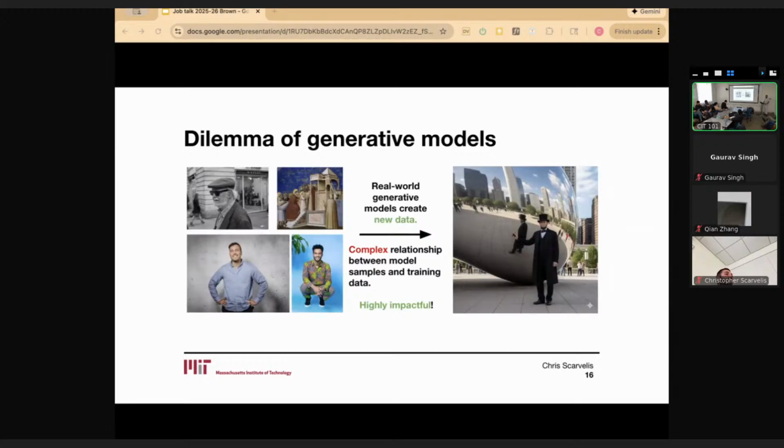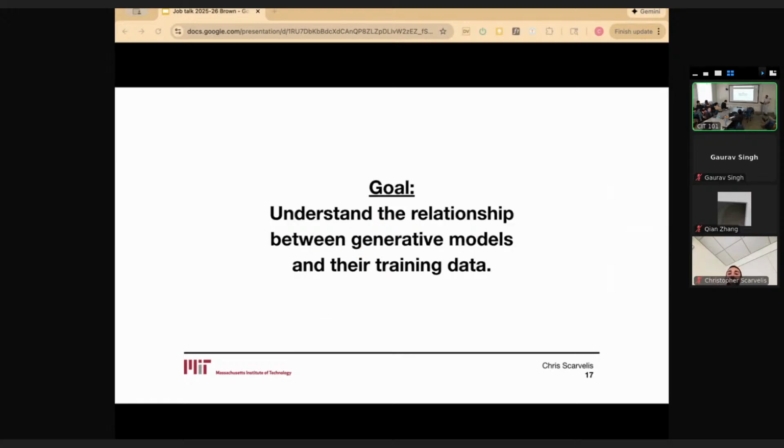On the other hand, real-world generative models succeed at creating new data, but this is only because they depend on their training data in a complex and opaque manner. Because generative models have been so successful in practice, we have a pressing need to understand their real-world behavior. To do this, we therefore need to understand the relationship between generative models and their training data. That is the overarching goal of my research.